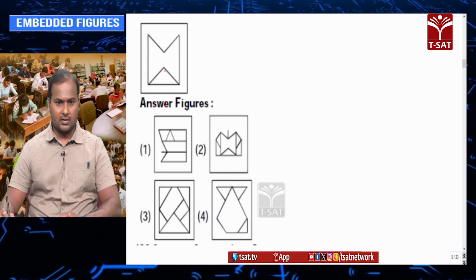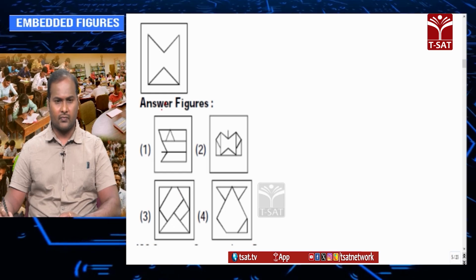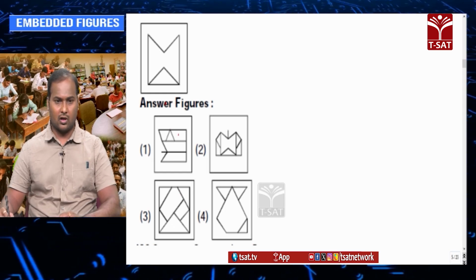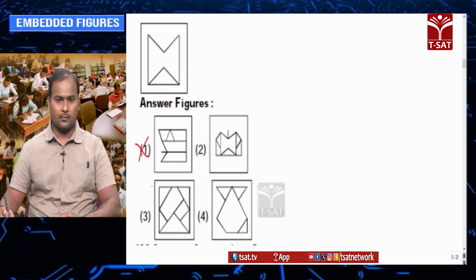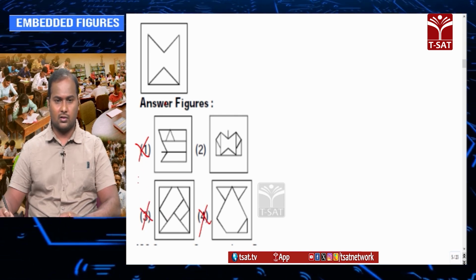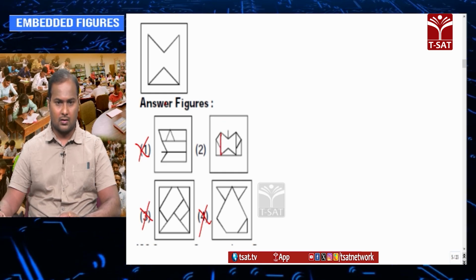This is the question figure that is given. You check in option 1, 2, 3 or 4. Again, this is a very easy kind of question. Directly you can recognize because in option 1, no way it is possible. In option 4, no way it is possible. In option 3 also, no way it is possible. Directly I can say that option 2 is the answer.